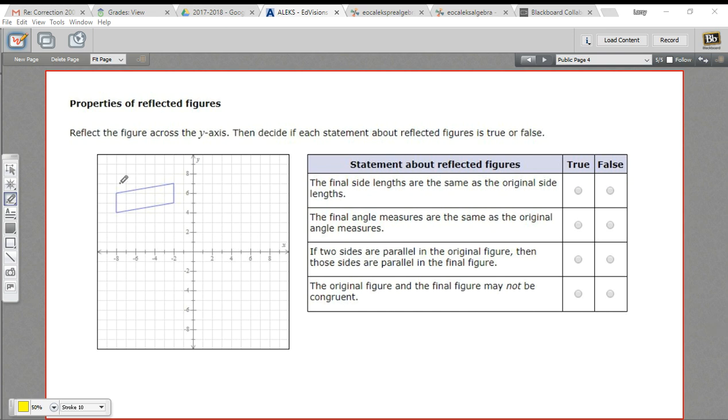In this problem, we're being asked to reflect this figure here, it looks like a parallelogram, across the y-axis. So our line of reflection is going to be the y-axis here. And then we are going to have to answer some questions about that reflection. So let's go ahead and do this reflection first.